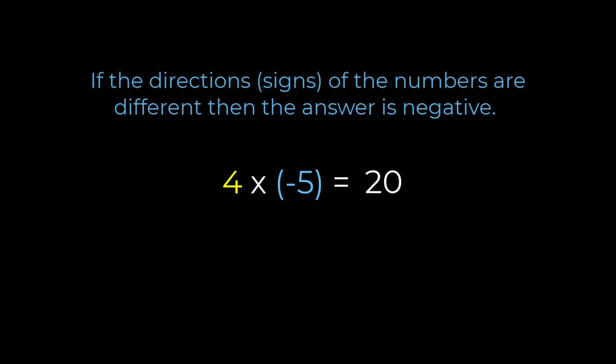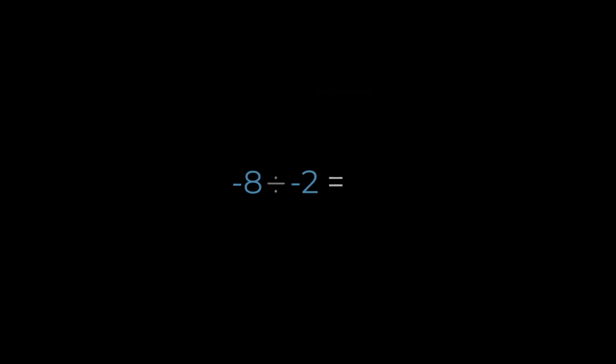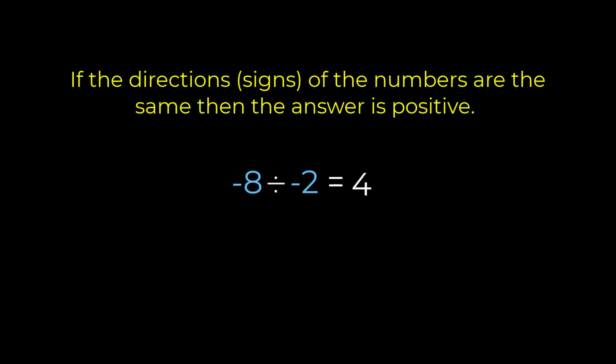Let's evaluate the expression 4 times negative 5. 4 times 5 is 20. Since the directions of the numbers are different, one positive and one negative, then the answer is negative 20. Let's try negative 8 divided by negative 2. 8 divided by 2 is 4. Since both numbers have the same direction, that is negative, the answer is positive, that is just 4.